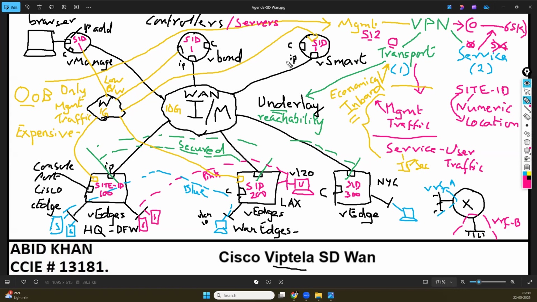Same physical location does not mean that site ID has to be the same. It is all up to an organization how they plan their SD-WAN topology. But this is compulsory. Transport VPN is compulsory. Site ID is compulsory. In the very beginning, we have to decide.